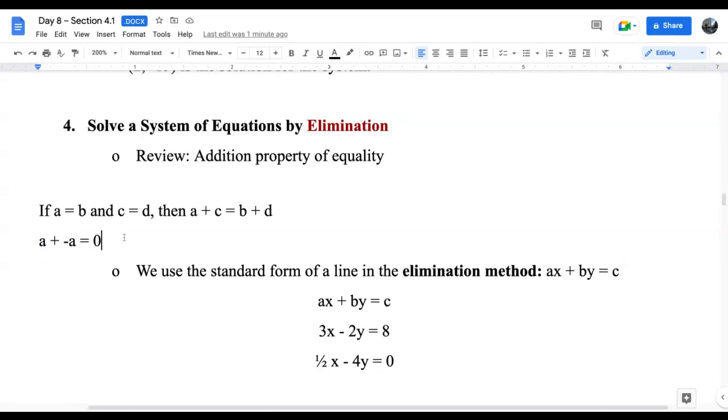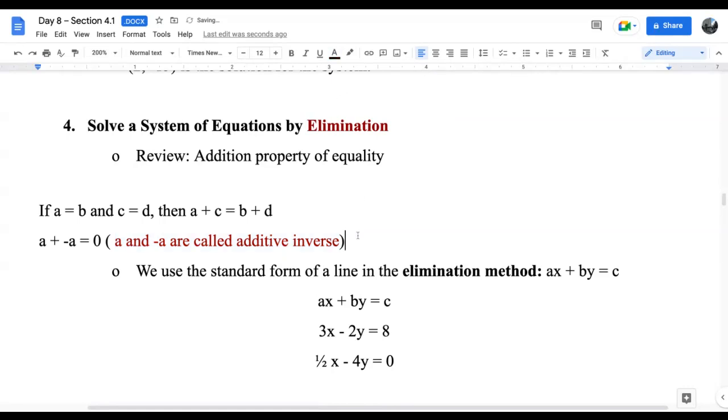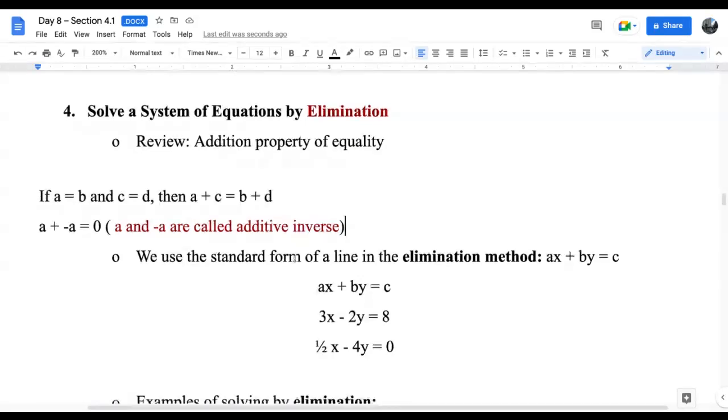We call this the additive inverse. So a and negative a are called additive inverses, because we have another inverse, the multiplicative inverse, like a times 1 over a is always equal to 1. That's called a multiplicative inverse. So here we are using addition and the additive inverse.